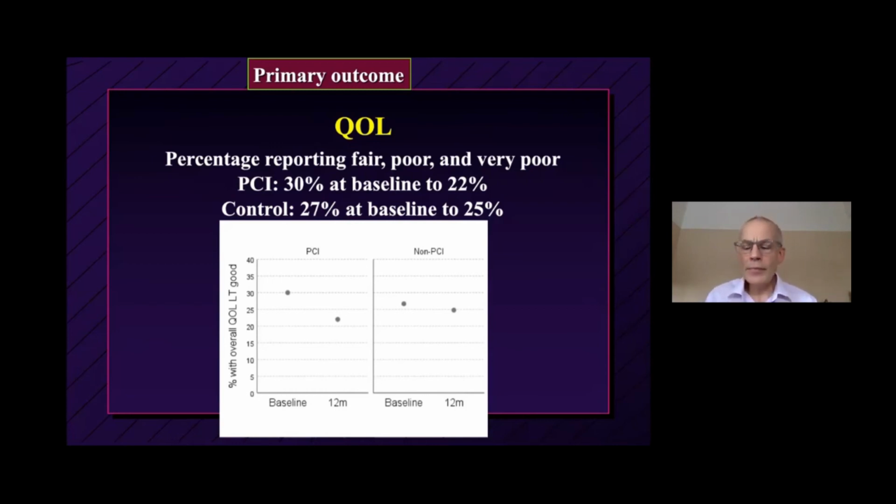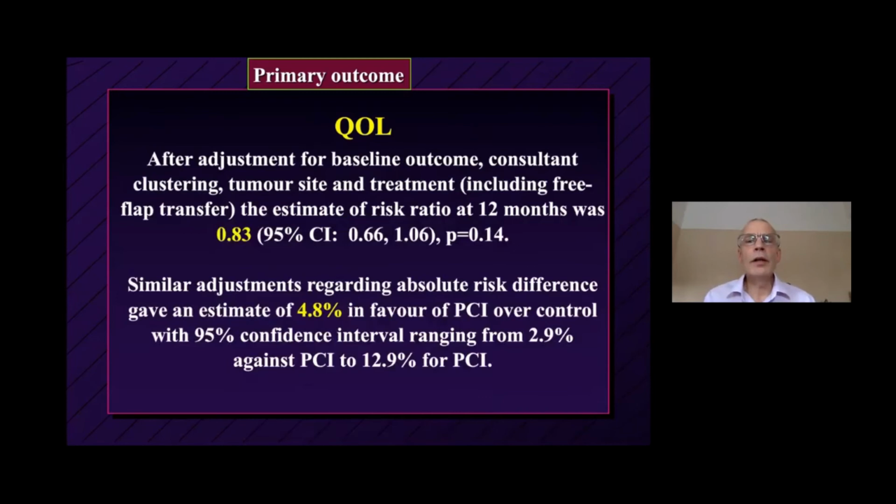1 year. However, when one looks at the other factors involved in terms of the case mix, actually the estimated risk ratio at 12 months was 0.83. And similar adjustments regarding the absolute risk gave an estimate of 4.8% in favour of the PCI over the control group, with a 95% confidence interval, ranging from 2.9 against the PCI to 12.9 for the PCI.